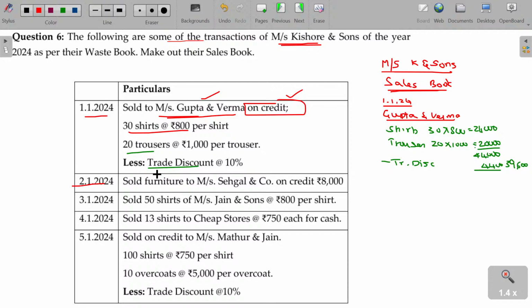And 2124, sold furniture. Furniture sale will not come here because furniture is an asset. Here Kishore and Sons is for what? Waste books, so stationery mart. Waste book is nothing but a rough note. Whenever they do any transaction, first of all, they just make a note of it. Only the professional accountant will record in a systematic manner. So waste book is nothing but rough note.